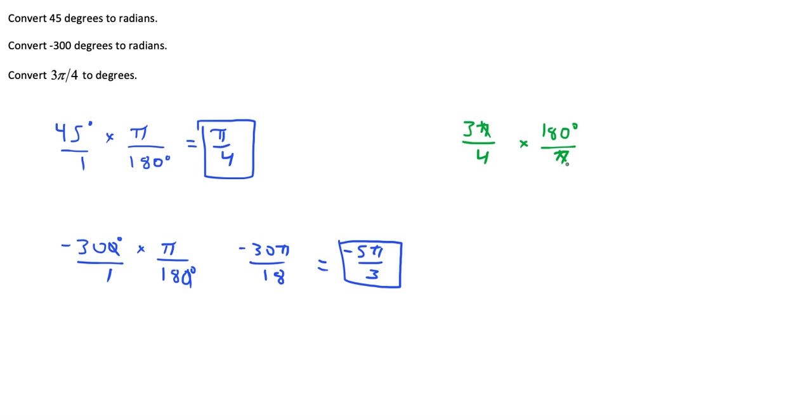We know that now we just have to simplify this a little bit. Now 4 does go into 180 45 times, and then 45 times 3 is 135. So that would be 135 degrees. So 3 pi over 4 radians is equivalent to 135 degrees.